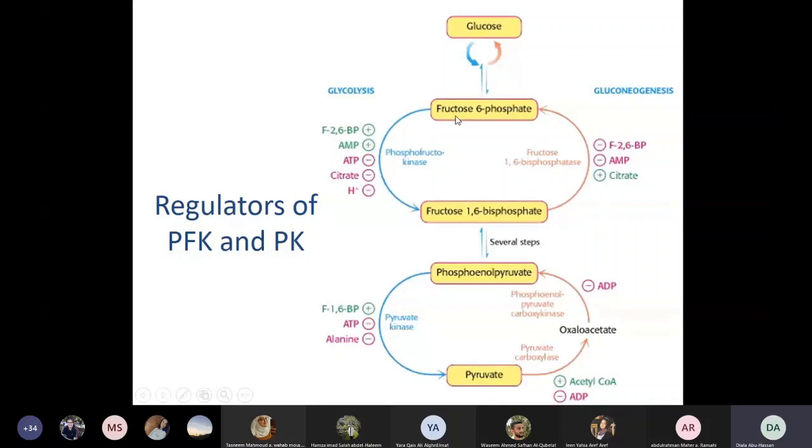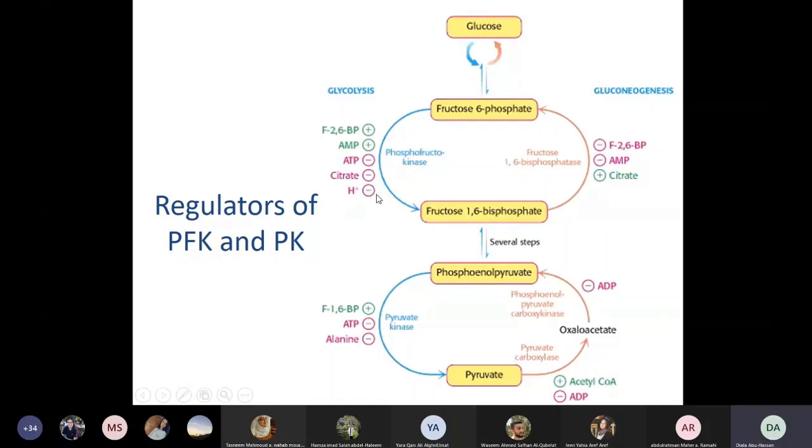For the conversion of fructose 6-phosphate to fructose 1,6-bisphosphate by phosphofructokinase, there is fructose 2,6-bisphosphate, not the 1,6 that we saw as the product. Fructose 2,6-bisphosphate is an activator. AMP is an activator as well. ATP is an inhibitor. Citrate is an inhibitor. Proton is an inhibitor. We are only mentioning them now, and in a bit we'll explain some details.